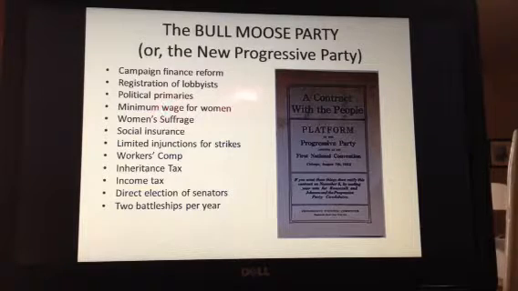A minimum wage for women, women's suffrage, that is to say, the vote for women, social insurance. Roosevelt was the first of many presidents to try to get some form of socialized insurance for the United States.